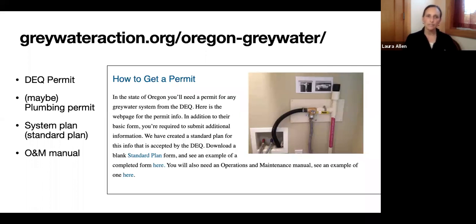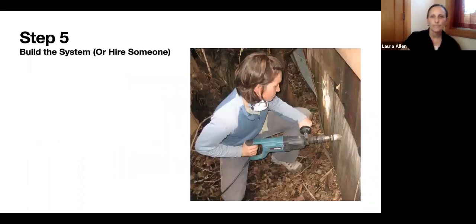So you have your state permit. If you change your plumbing, you might need a plumbing permit, or you will need a plumbing permit, but the laundry system doesn't change your plumbing. So you don't need a plumbing permit if you're not changing your plumbing. Then you need to present a system plan, and we have examples of it that you can see and fill out and comply with. And then there's also an operation and maintenance manual. So you need to show them that you understand the maintenance and you know what to do. We have an example of that too, that you can see and download and adapt.